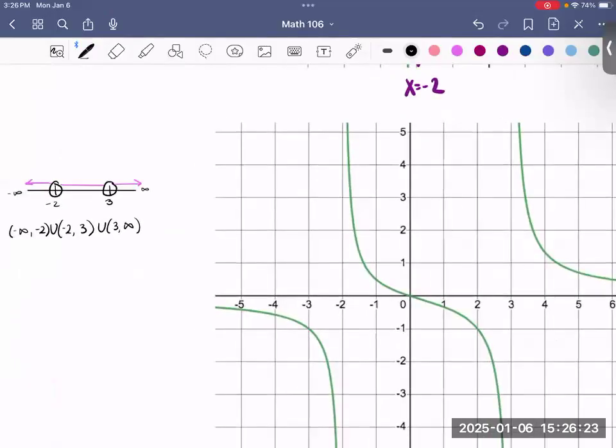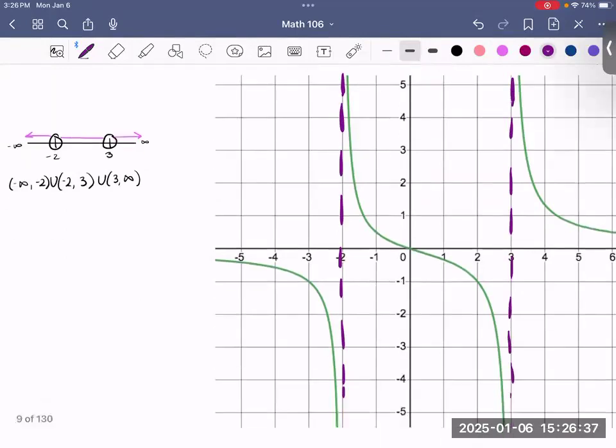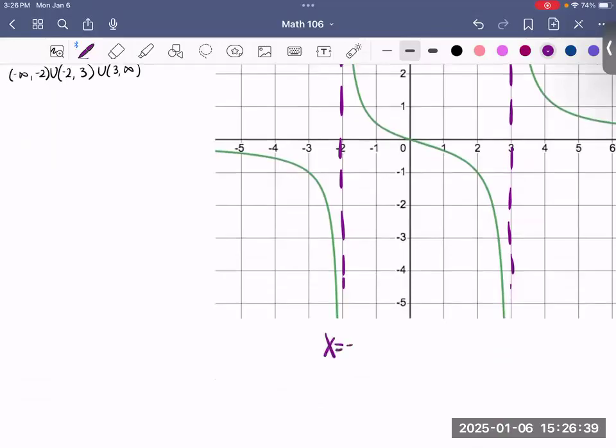So around negative 2, we should have an asymptote. And again, we should have an asymptote at 3. And these are just vertical asymptotes. So at negative 2, and when x is equal to 3.